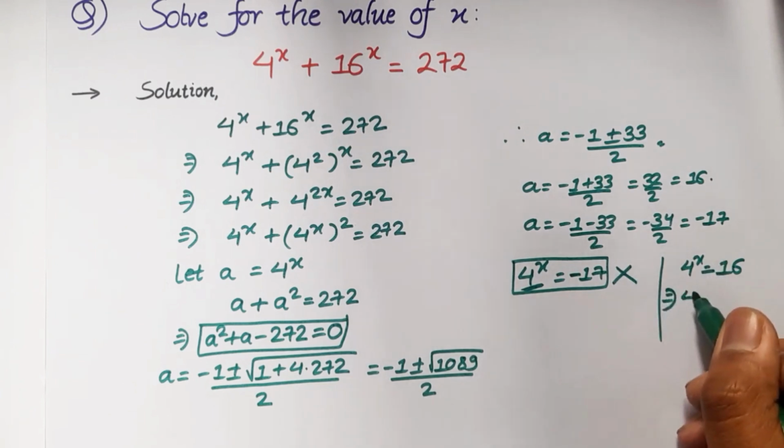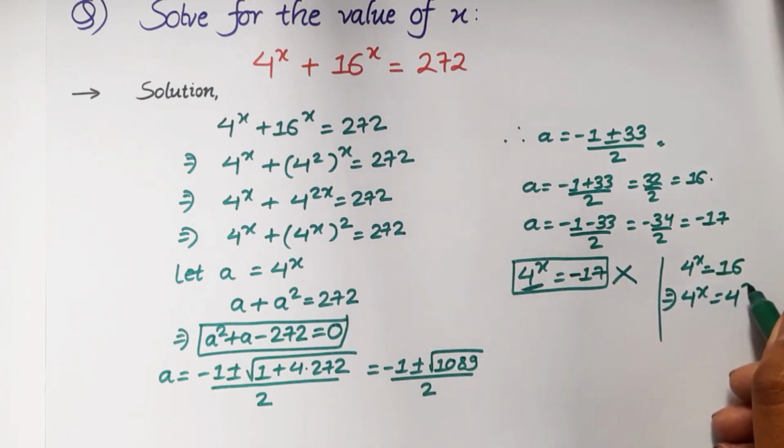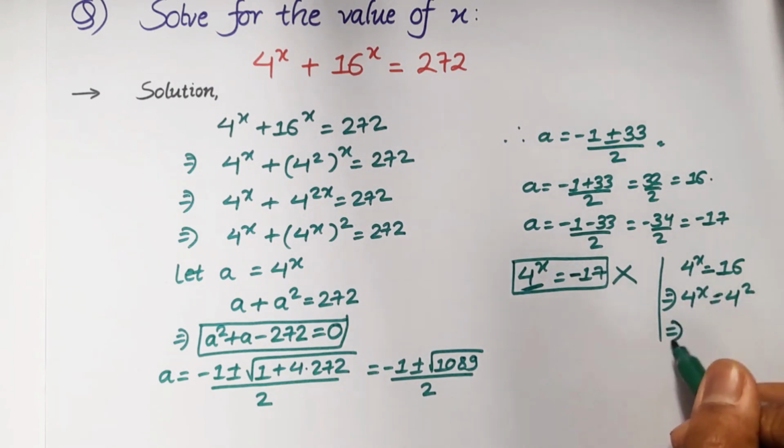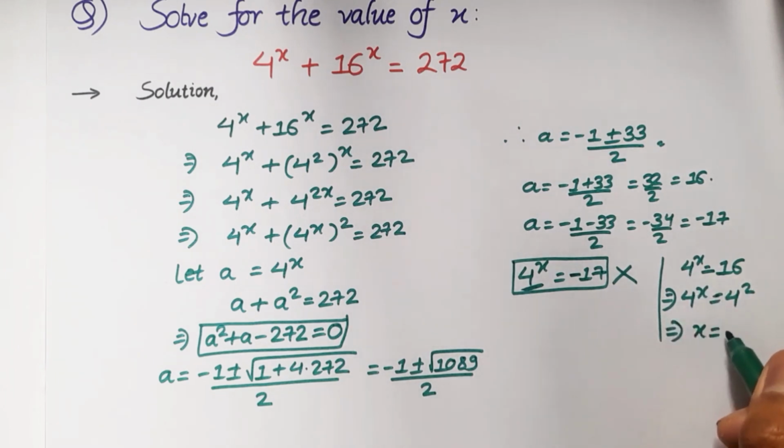On solving this, we will have 4 power x is equal to 4 square. Now we have got the same bases, and if the bases are same, their powers will also be equal to each other, so that we can write x is equal to 2.